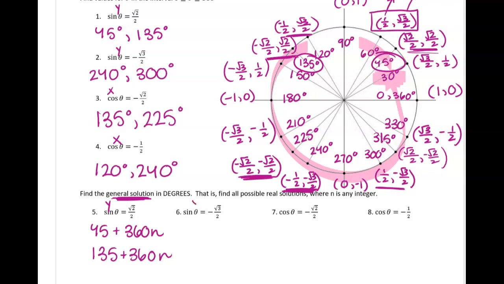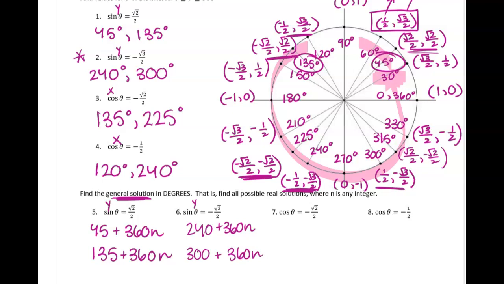Same is true for this next one. When was the y value negative root 3 over 2? We already found that. It was 240 and 300. So it's that plus 360n and 300 plus 360n.